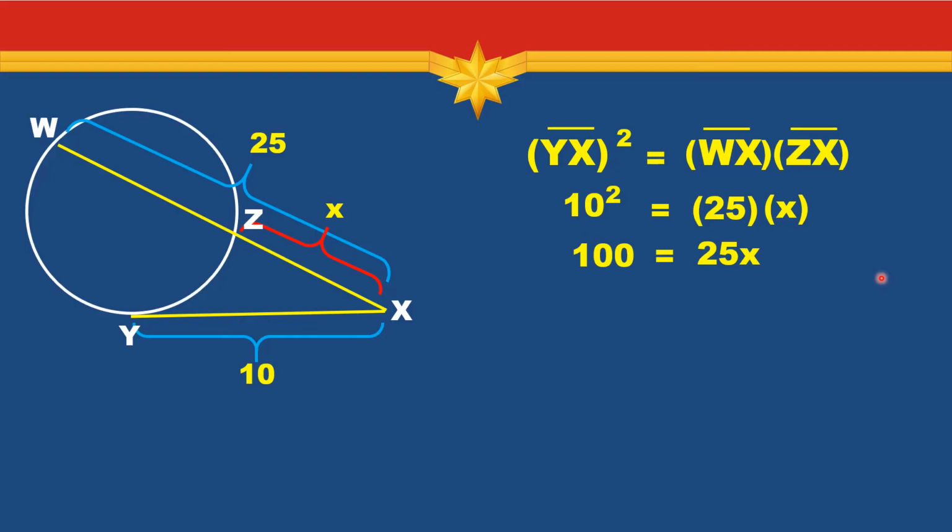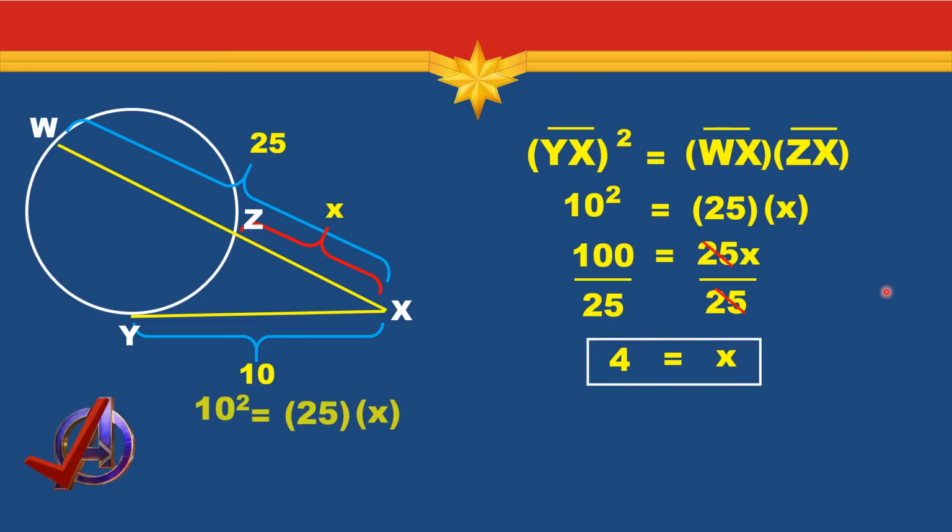By division property of equality again, divide both sides by 25 para ma-cancel yung 25. So, x na lang matitira and 100 divided by 25 is 4. So, the value of our external second segment is 4. Again, by checking, so we have 10 squared is equal to 25x. So, palitan natin muna yung x if that will be the same. So, 10 squared is 100 and 25 times 4, is it still 100? Of course, it is. So, since they are equal, the value of our x is correct.